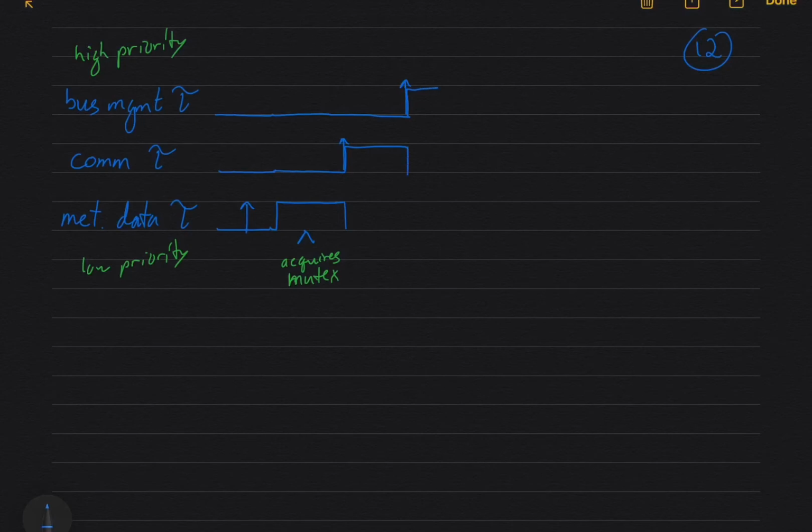And at this point, it tries to acquire the mutex. So let's do that. So I'm going to say that it blocks on the mutex. It wants to acquire it, but it's still owned by the meteorological data task, which has not released it. It got preempted before it had a chance to release it. So because this blocks, then the next highest priority that's ready to run is the communication task. So it runs, and remember, it had a long execution time.